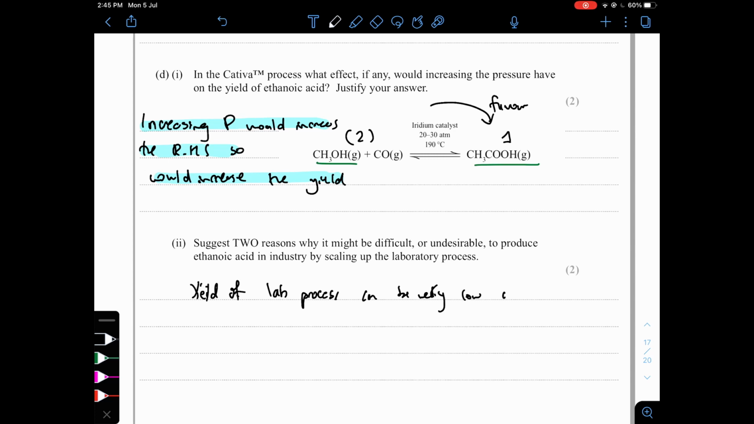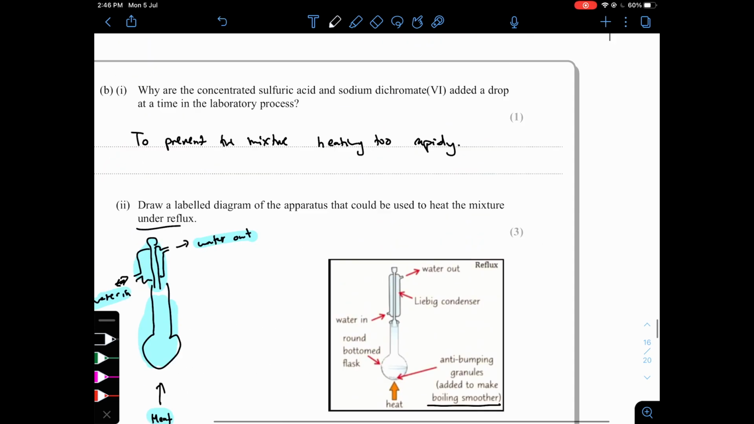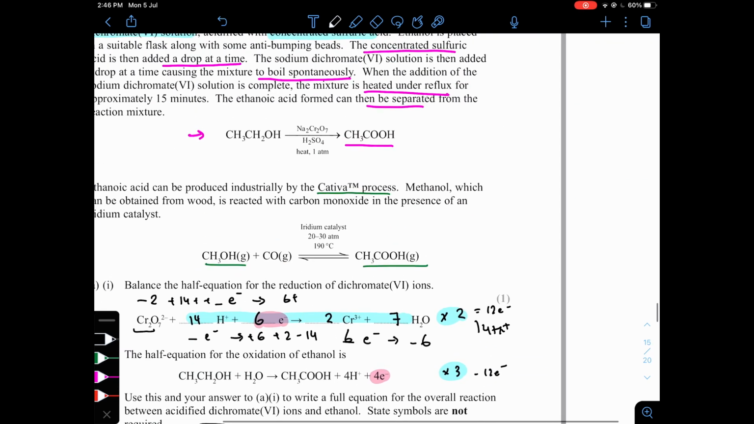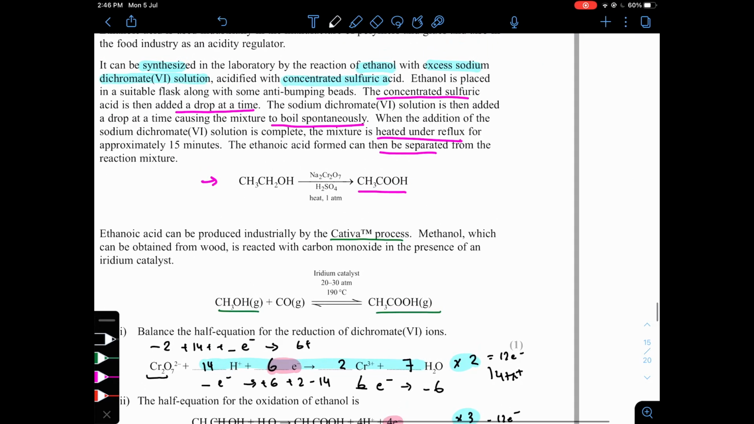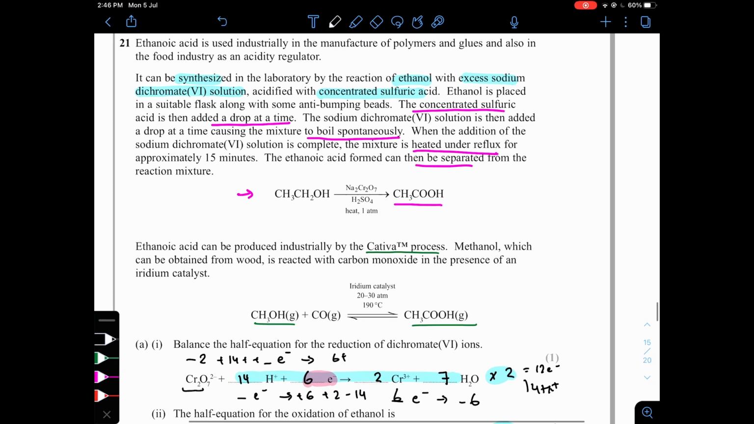And what else can we talk about with labs? If we want to make this into a lab, the laboratory process, if you go back up, it's this one over here. It's the ethanol with the excess sodium dichromate.